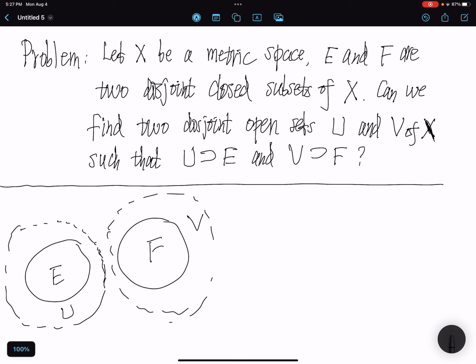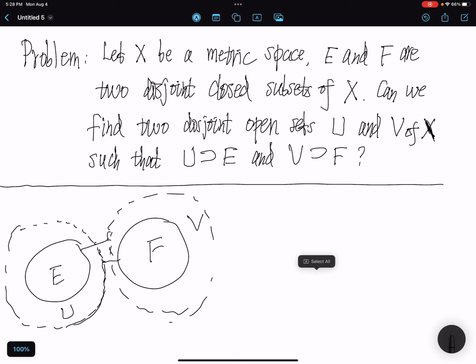Because X is a metric space, from this graph, if we look at every point in U, it has some non-zero distance away from F. And for any point in V, the distance to E is also positive. So this observation led us to define a function.